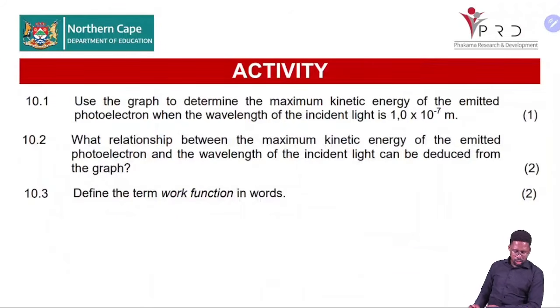Here are the first 3 questions. Use the graph to determine the maximum kinetic energy of the emitted photoelectrons when the wavelength of the incident light is 1,0 times 10 to the power negative 7 meters. What relationship between the maximum kinetic energy of the emitted photoelectron and wavelength of the incident light can be deduced from the graph? Define the term work function. I did say out of the 3 definitions, you will get 1.